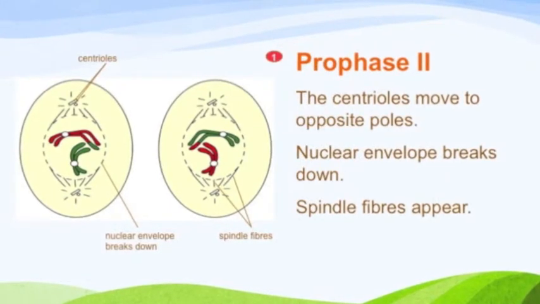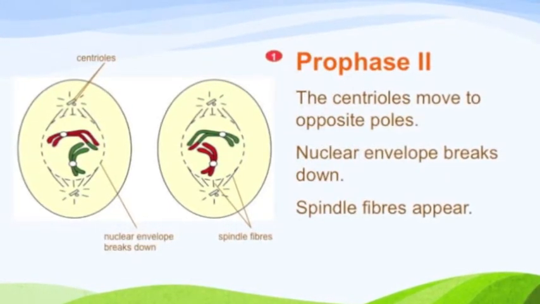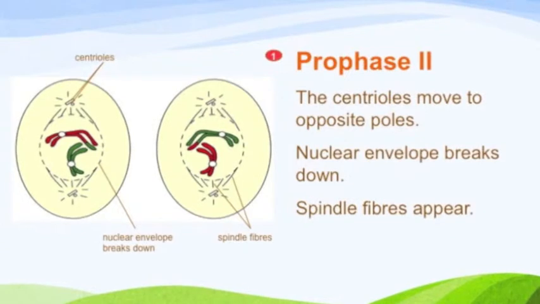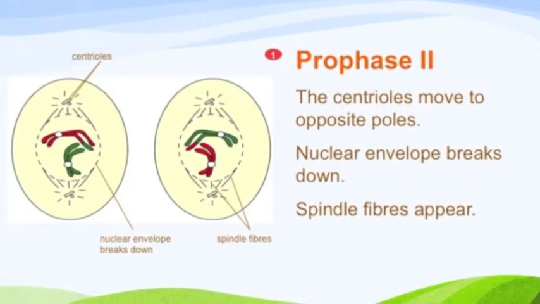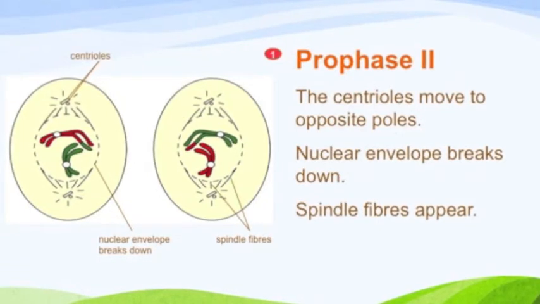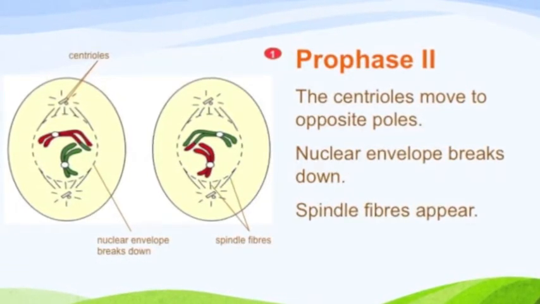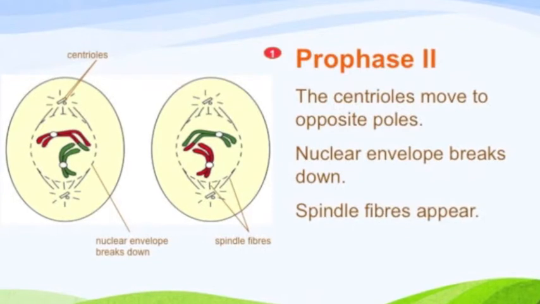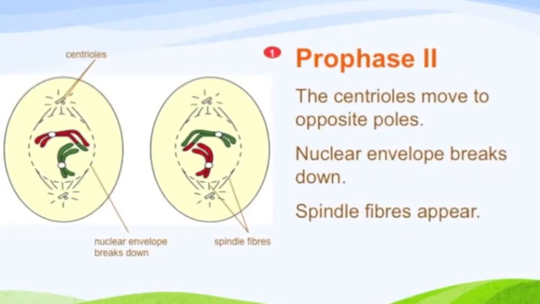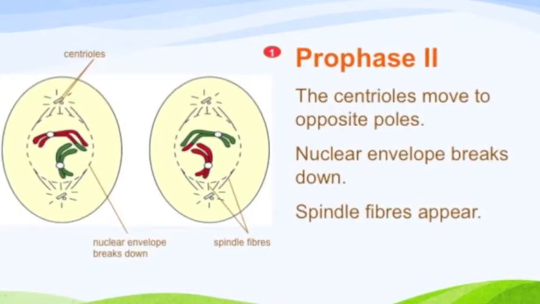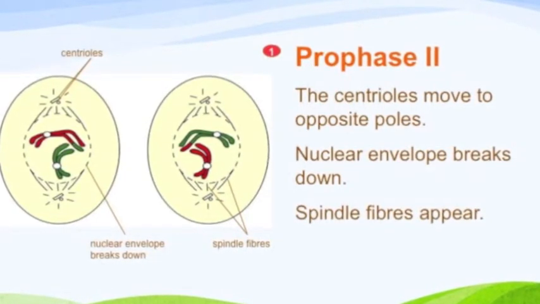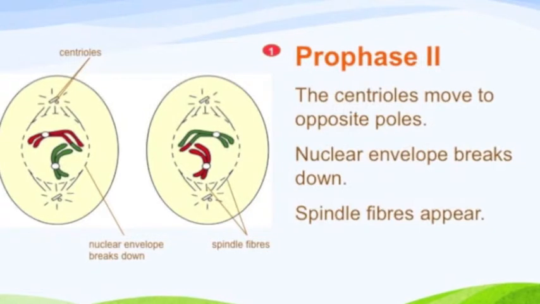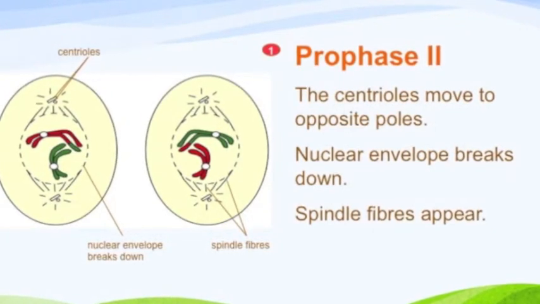Similar to meiosis I, meiosis II also consists of the various phases, namely your prophase, metaphase, anaphase, and telophase. But this time round, each phase will end off with a number 2. Okay? So we'll start with Prophase II. This is where the centrioles move to the opposite poles, the nuclear envelope breaks down, and the spindle fibers appear.